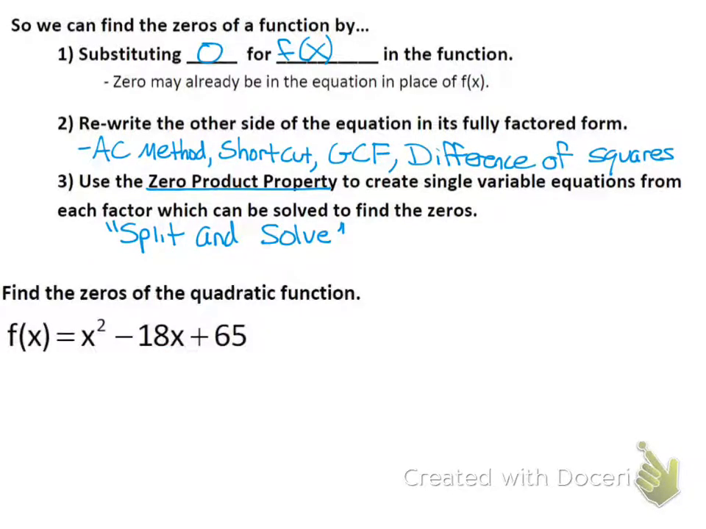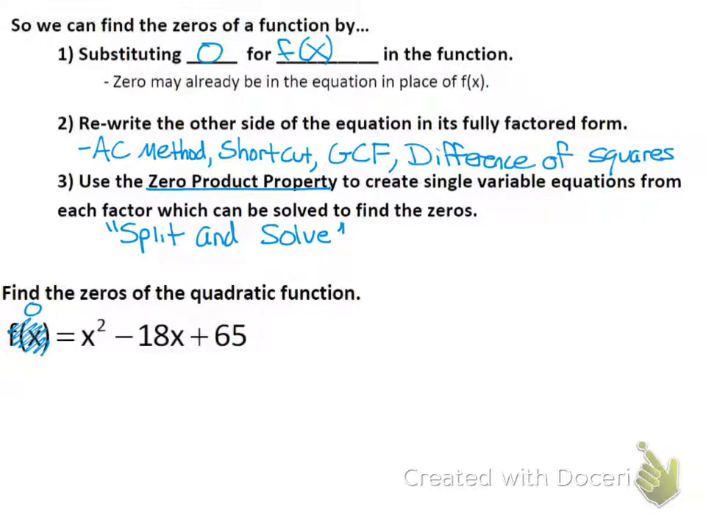So let's look at this very first problem here. We're going to find the zeros of the quadratic function. That function is f of x equals x squared minus 18x plus 65. Step one is to substitute 0 in for f of x. So I was very formal here and literally just crossed out the f of x and replaced it with 0. You could rewrite the problem if you wanted, but I didn't have a lot of room here.